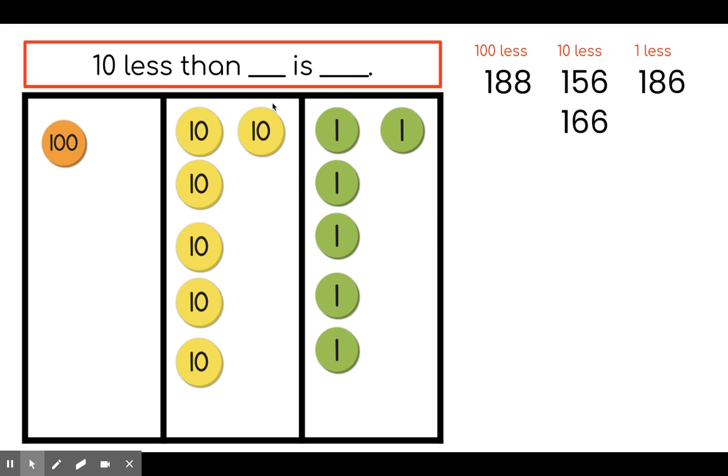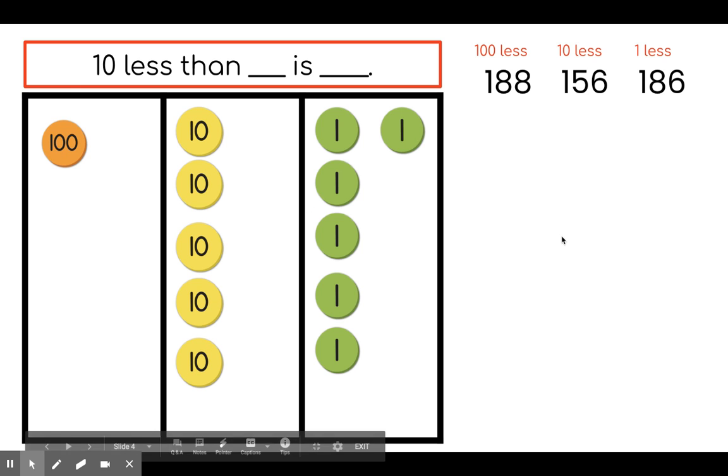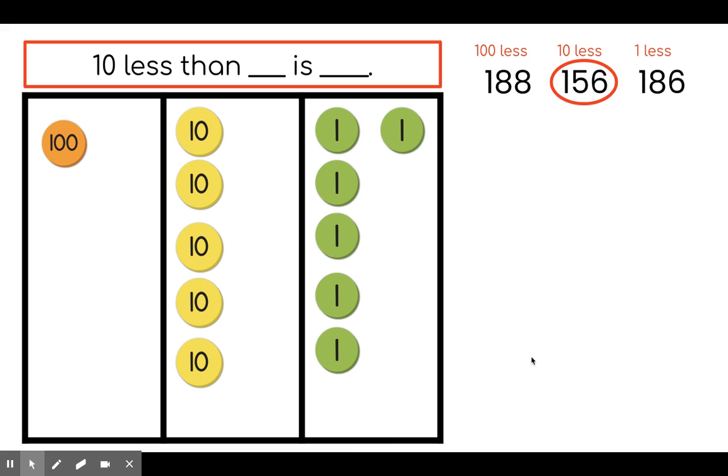Let's do this one more time. Let's take away this 10 place value disc. We would say 10 less than 166 is 156. We have 100, 5 tens, and 6 ones. We ended up with 156.